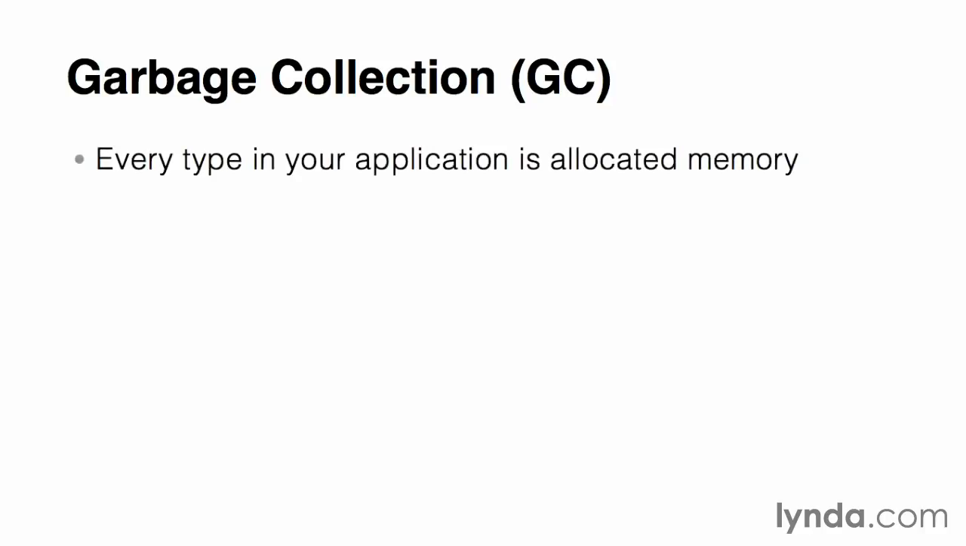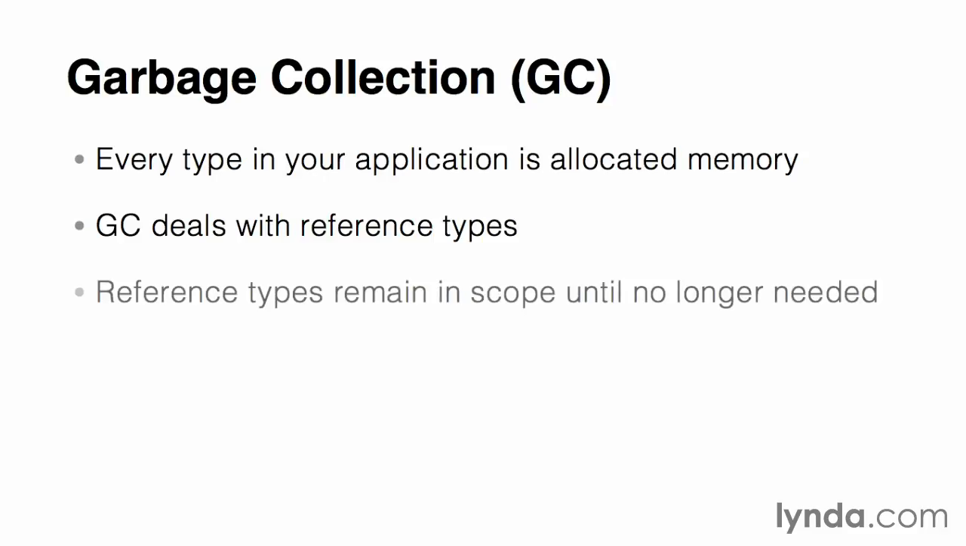So remember, every type in your application is allocated memory in the computer. The garbage collection will deal with the reference types, which are the classes or the objects that we create within our applications themselves. Reference types remain in scope until they are no longer needed. That's in contrast to value types, because value types are managed and stored on the stack. They go in and out of scope automatically as the functions or the areas of the application in which they're used go in and out of scope.